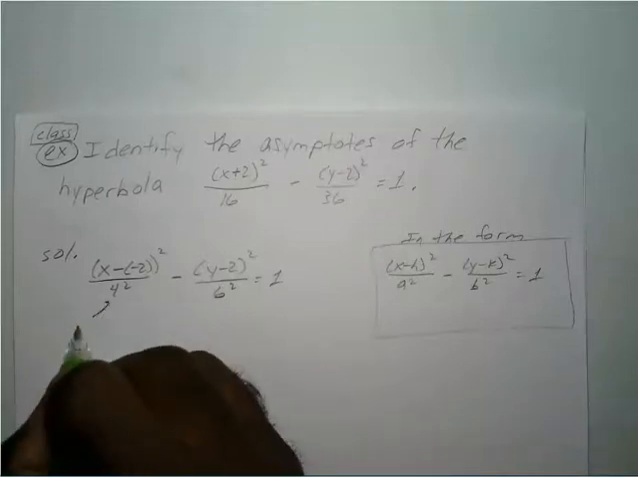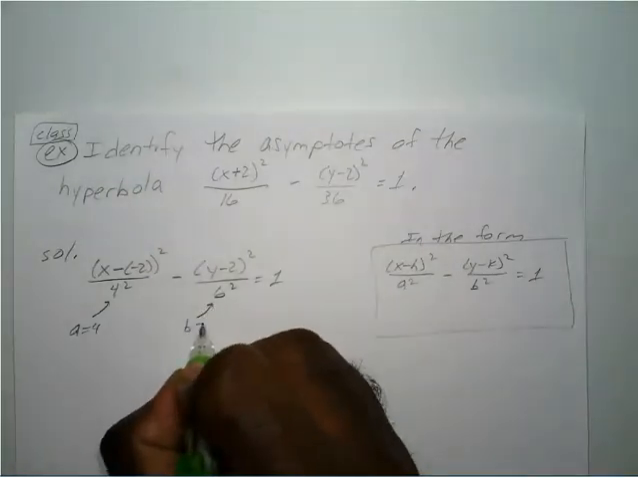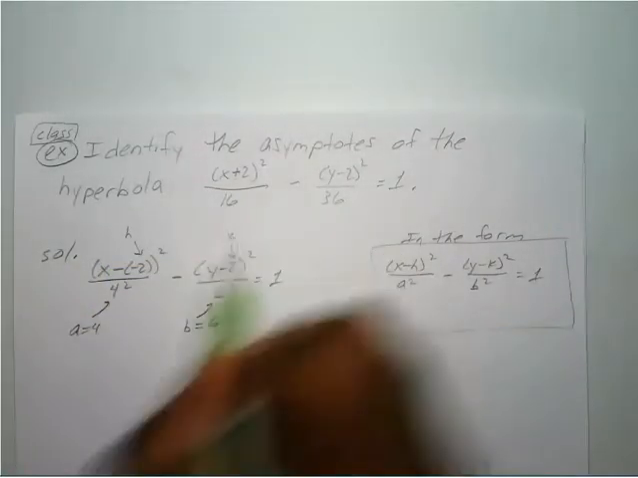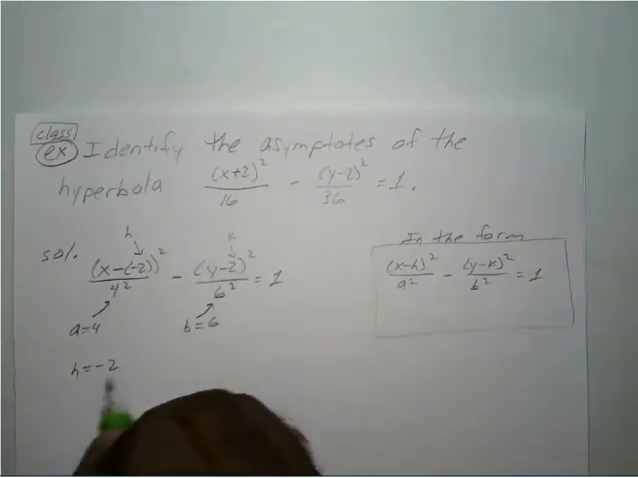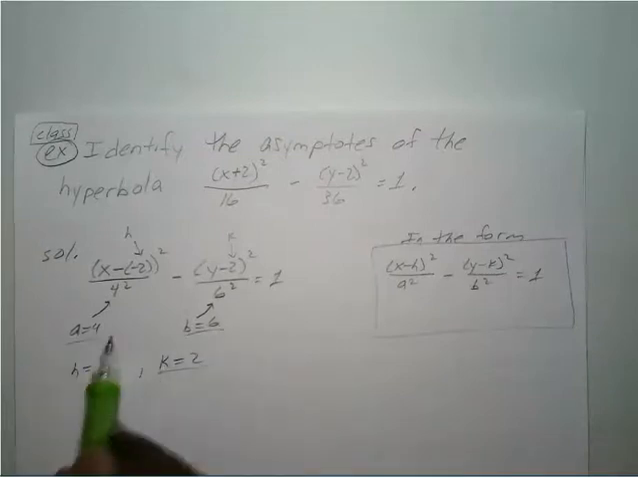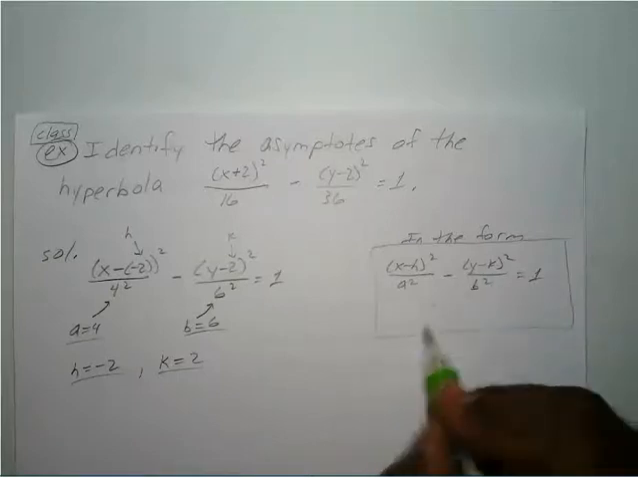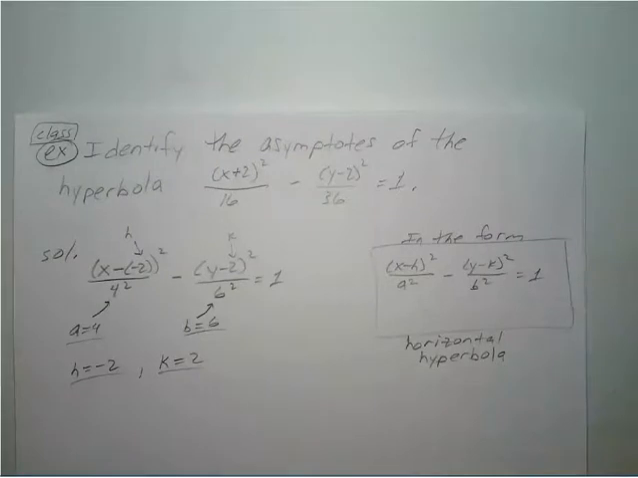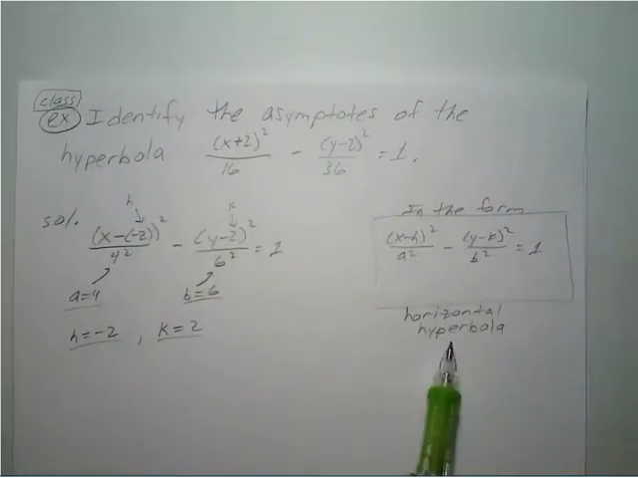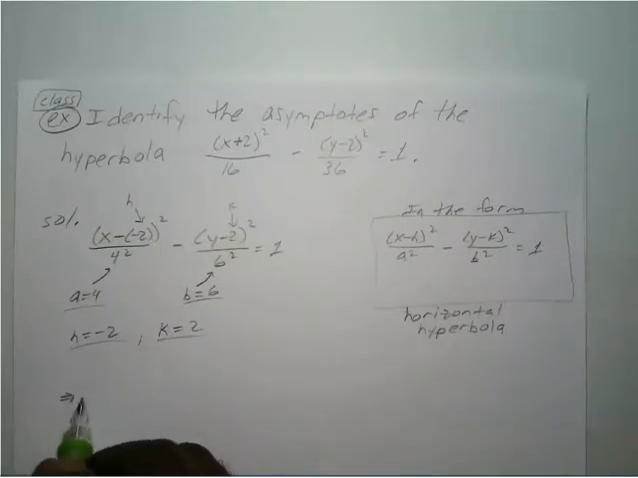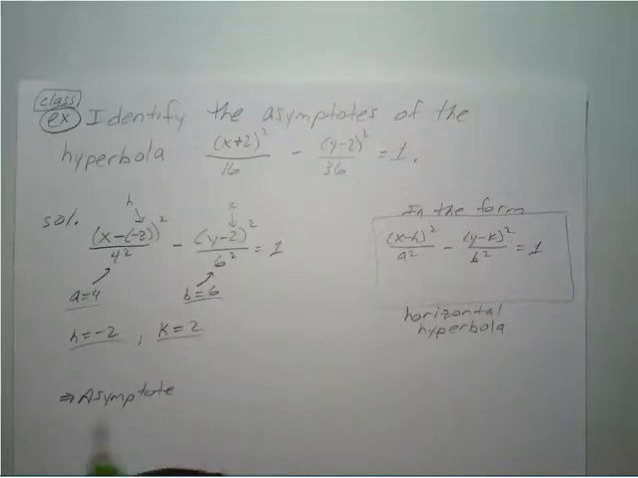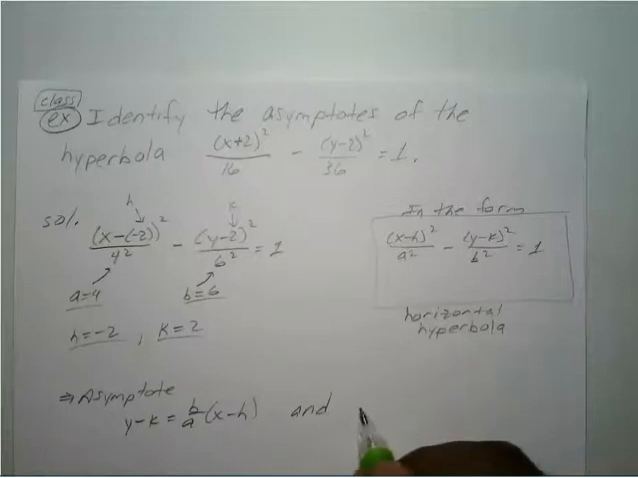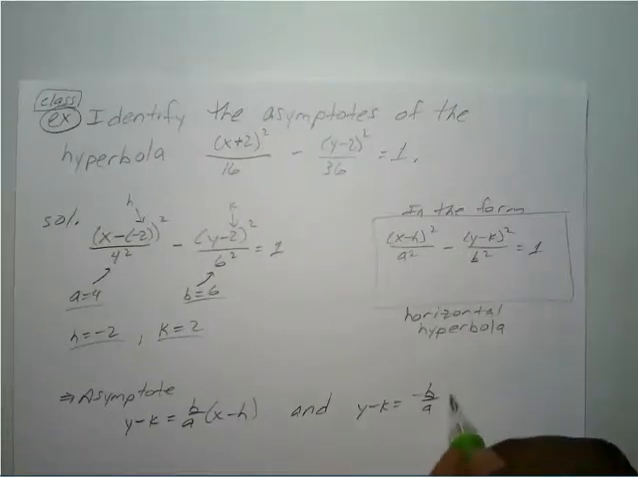That means your a is equal to 4, your b is equal to 6, this is your h right here, and this is your k. So your h is equal to negative 2, and your k is equal to 2. So we have all four of those just from the fact that we know this is a horizontal hyperbola. Now, to find our asymptotes for the horizontal hyperbola, we know that it's y minus k equals b over a times x minus h, and y minus k equals negative b over a times x minus h.